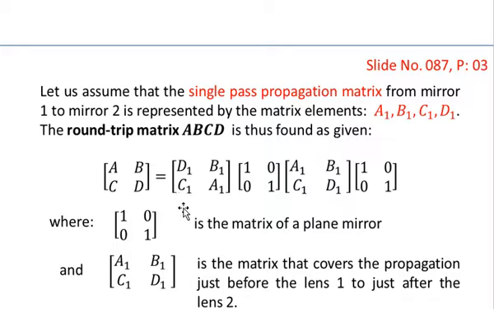The positions of B1 and C1 are the same. And you know that when we construct a matrix for the reverse path, we need to interchange the locations of the A1 element with the D1 element. The rest of the elements will be the same. So the product of these four matrices will give you the round trip matrix of the system.